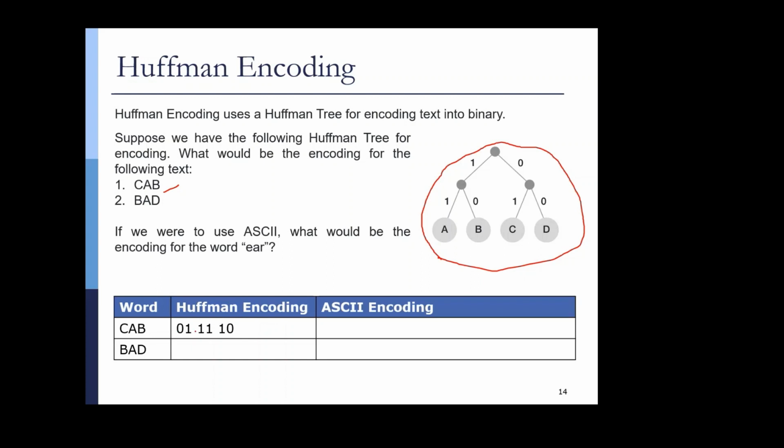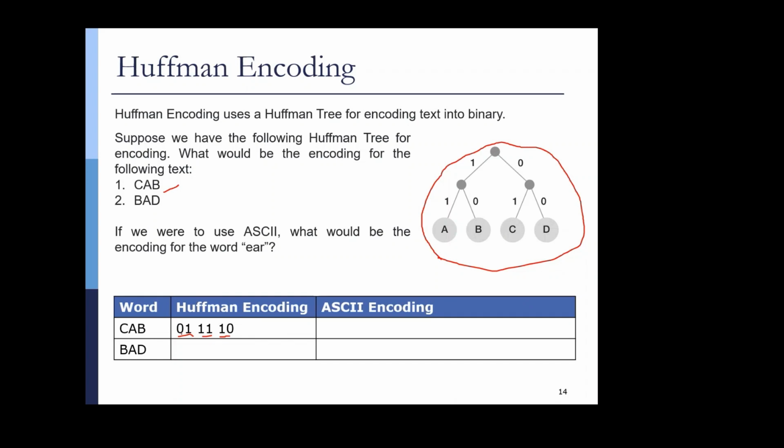Now, how do we encode CAB? One example is already given here, right? So CAB is very easy. C is 0, 1. A is 1, 1. B is 1, 0. That's it.